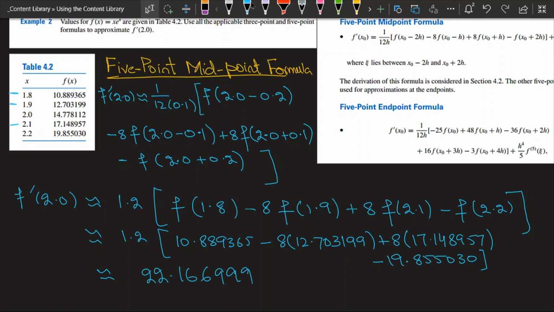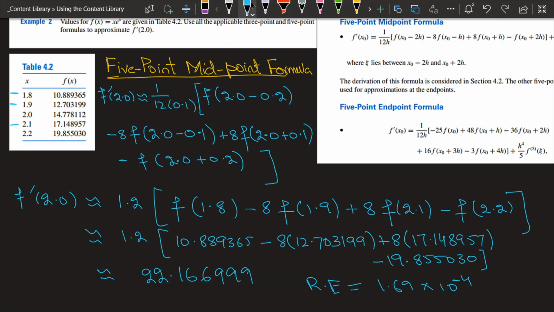Sorry, it is 22.16999, and the relative error, as I have written already, will be equal to 1.69 cross 10 to power minus 4. So as you see, the relative error is decreased rapidly when we used 5-point midpoint formula.